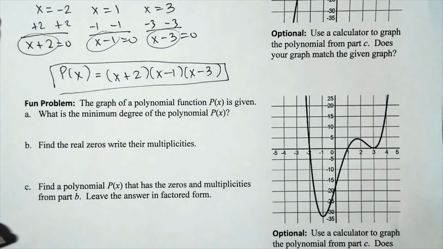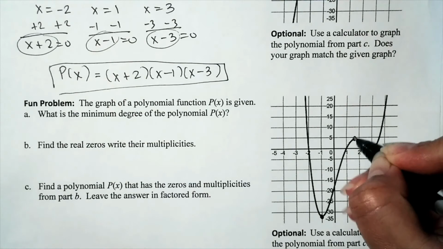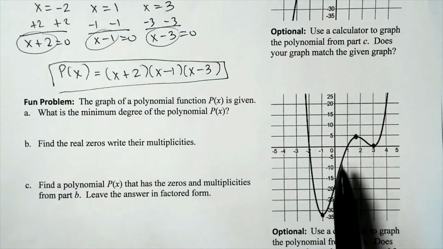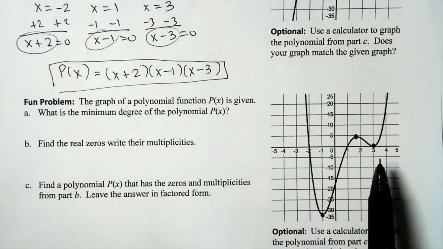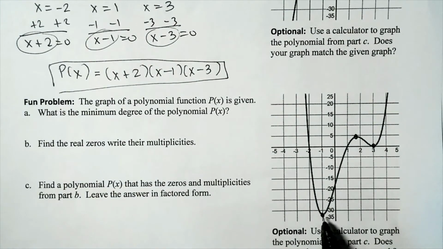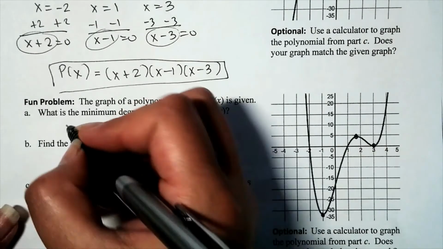First I have to identify how many turning points we have, and then we know the degree should be 1 more. So we have a low point here, a high point here, and a low point here. Since we have 3 turning points, or 3 highs and lows, the degree needs to be 1 more, minimum degree. So we're going to say the degree is 4.